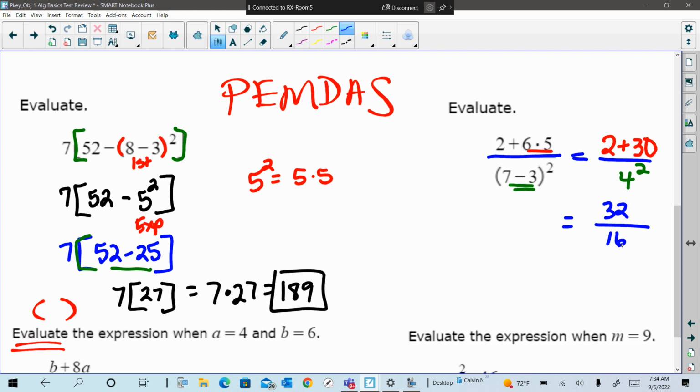This can be reduced. 16 goes into 32 2 times, so our final answer is 2.